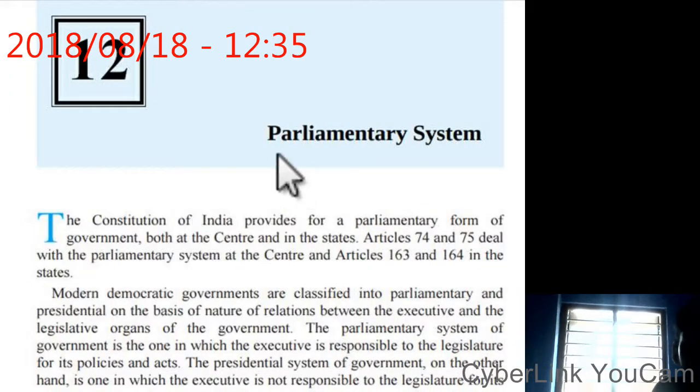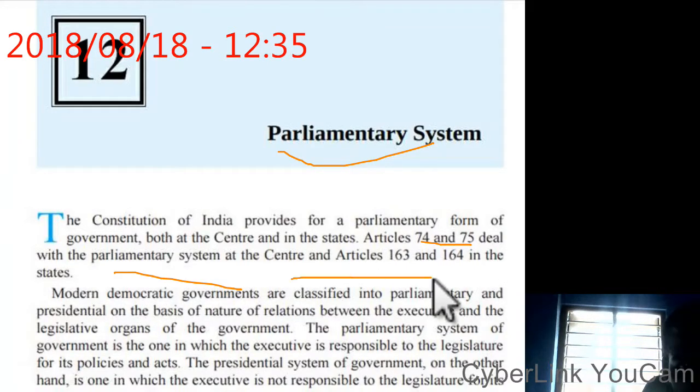हम देखेंगे पार्लियामेंट्री सिस्टम के बारे में। तो द कॉन्स्टिट्यूशन ऑफ इंडिया प्रोवाइड्स फॉर ए पार्लियामेंट्री फॉर्म ऑफ गवर्नमेंट both center and states. Article 74 and 75 with the parliamentary system at the center, and Article 163 and 164 in the states.